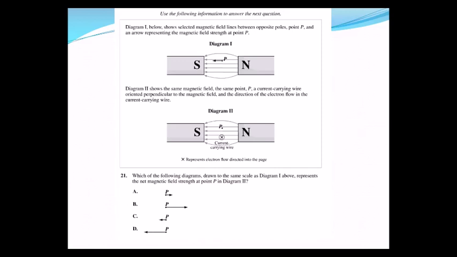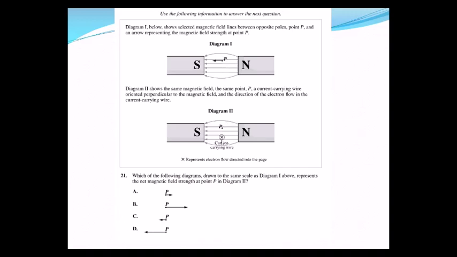So in diagram 1, it shows you a magnetic field between two oppositely charged poles, and the arrow represents a magnetic field strength. So the length of this arrow is the magnitude of the magnetic field between north and south. Okay, there, you drew the direction on.